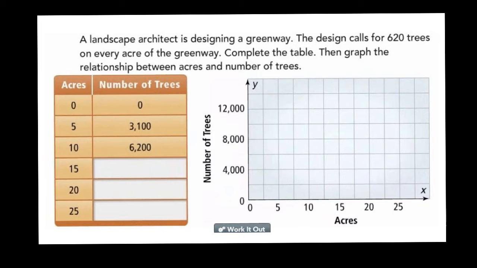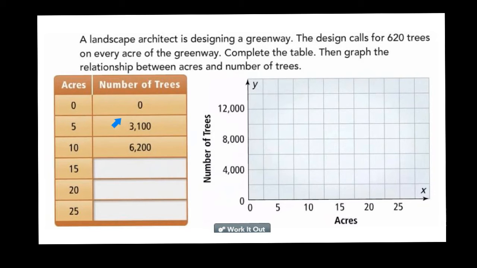Okay, so let's keep the y. Oh, no, I won't be able to read it. There we go. A landscape architect is designing a greenway. The design calls for 620 trees on every acre. Complete the table. Then graph the relationship between acres and trees. All right, so here on the graph, you're measuring, oh, they finally labeled it. See, you have x and y axis. Acres from 0 to, it looks to be 30, and number of trees from 0 to, let's see, every 4,000, 16,000.